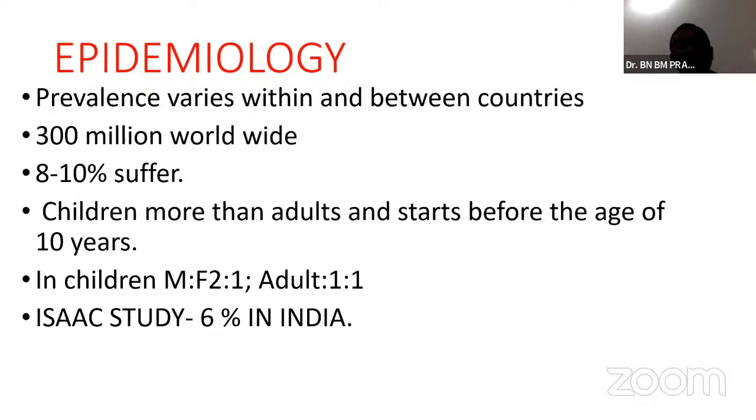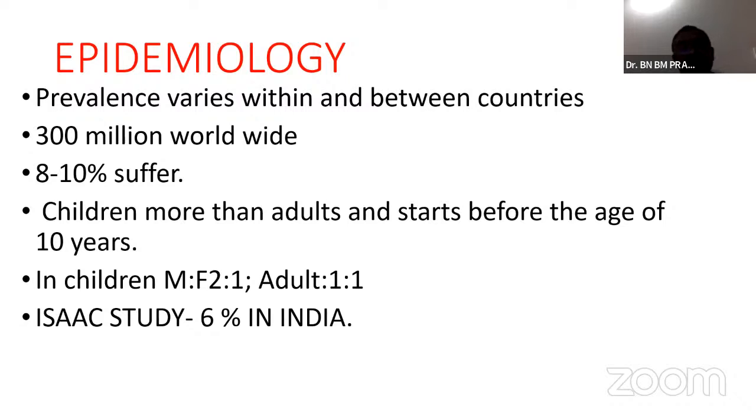As I told you, it is prevalent globally. 300 million people have been affected. 8 to 10% of the population suffer. We don't have the exact data, but it's a rough estimate of 8 to 10%. The children are more often affected than the adults. And the male-female ratio is 2:1.